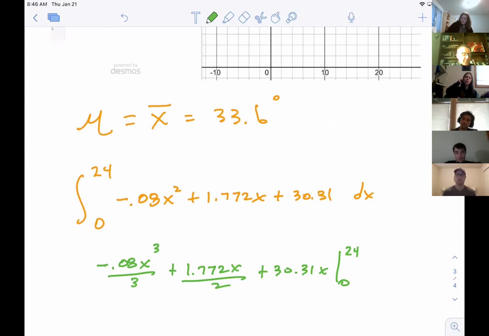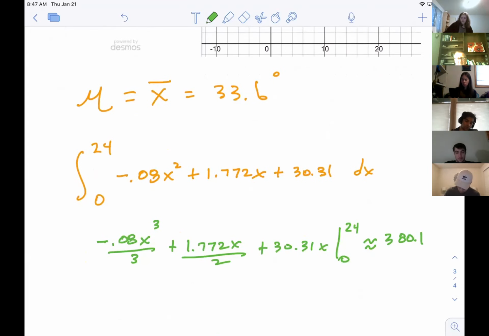If I didn't screw it up, which I think I did, I just looked and I didn't. Yeah, my 24 went in as a 4. It's a good thing I looked. I got 380.06, so I'll just say 380.1.